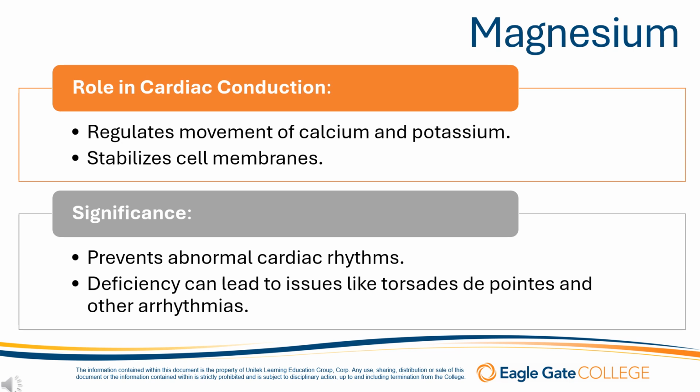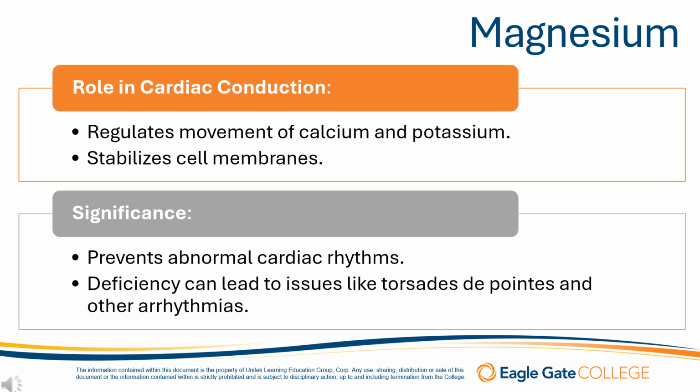Magnesium is a crucial electrolyte involved in maintaining normal cardiac conduction and function. It plays several important roles in the heart's electrical activity and overall stability. Magnesium helps to regulate the movement of both calcium and potassium across cell membranes. This regulation is critical for maintaining the proper function of the cardiac muscle cells and ensuring coordinated contractions.